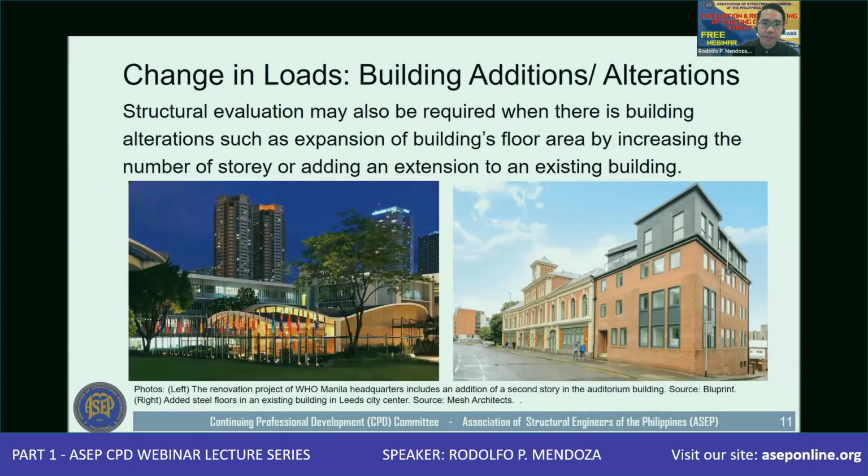Now, another reason is when there are building additions or alterations. For example, the owner would like to add an additional story to the existing building, and in such cases, structural evaluation must be performed in order to check if the existing structure can accommodate or has the residual capacity to accommodate the addition.